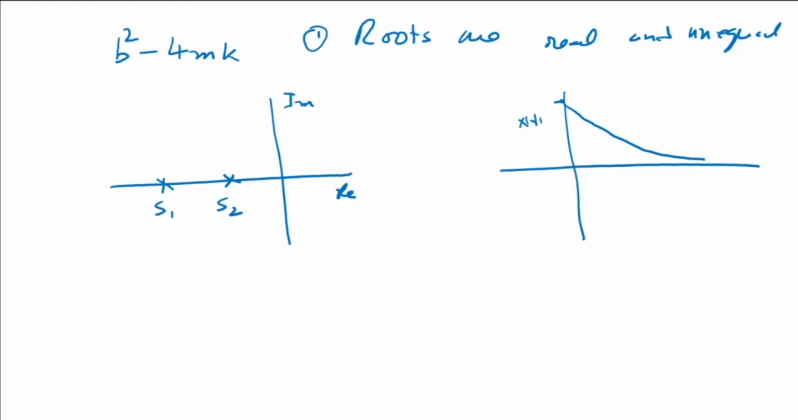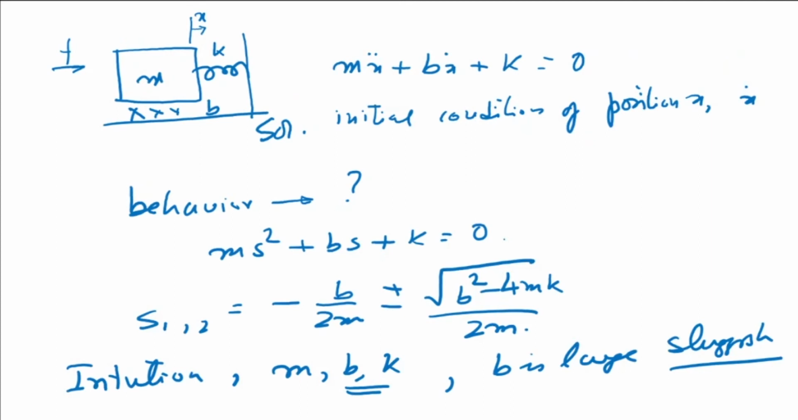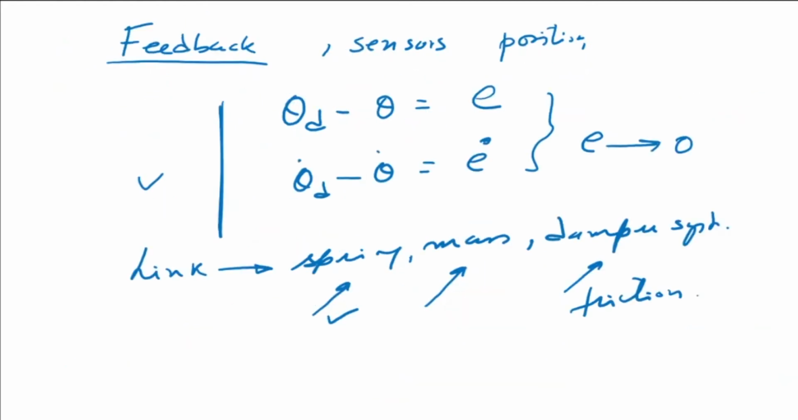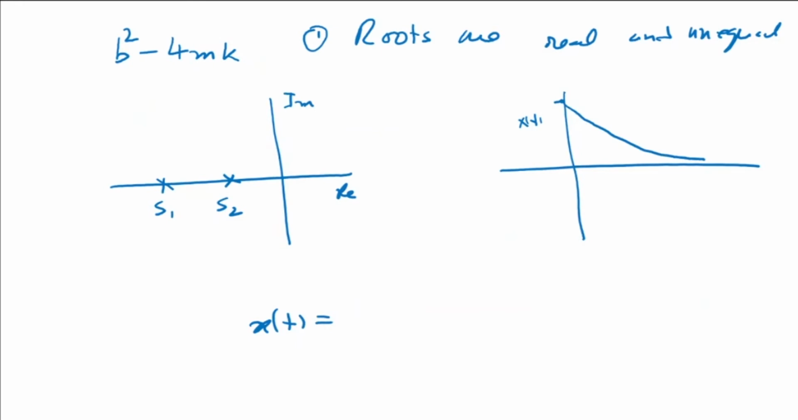Now, if I solve the equation in terms of x as a time function, what are we going to get? x(t) is equal to c1 e raised to s1t plus c2 e raised to s2t, where s1 and s2 are the roots that we just found, and c1 and c2 are constants which can be found from the initial conditions.